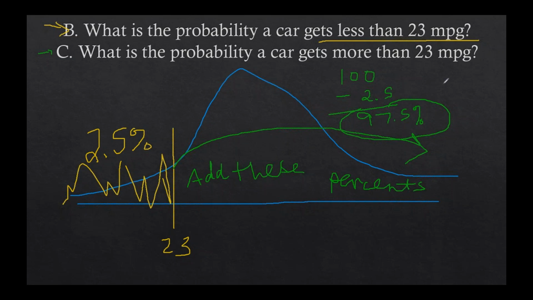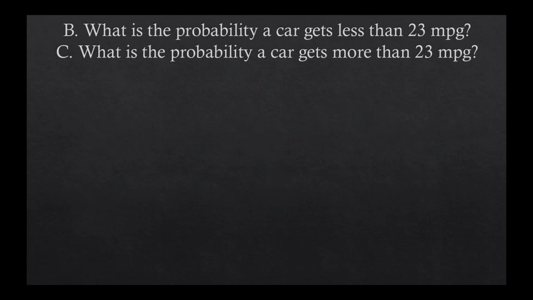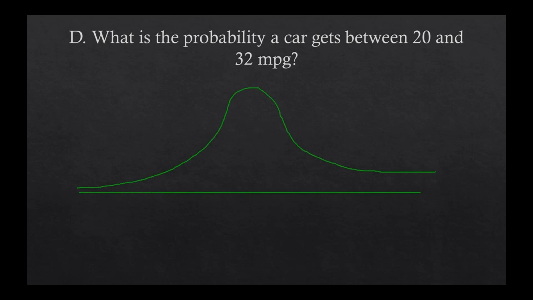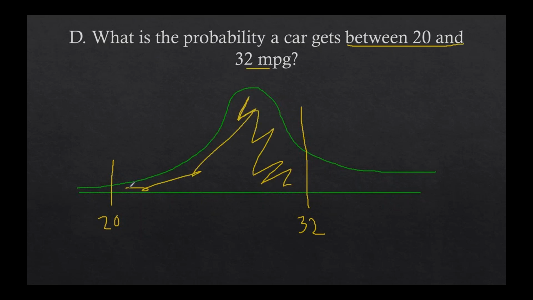Okay. Hopefully, so far, this is making sense. Now let's look at the probability a car gets between 20 and 32. That's a horrible graph, but it'll work. So 20 is way over here, and 32 was about right here. So if we want between 20 and 32, we're looking for the area between those 2 spots. Right, so you're going to add all the percentages between those 2.